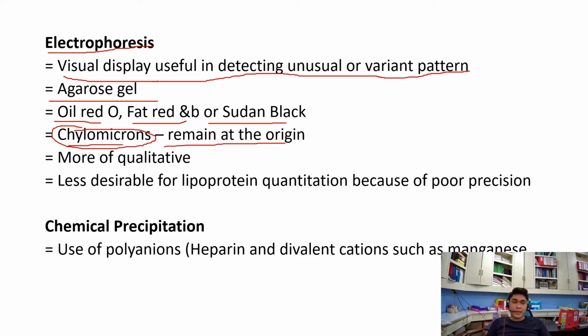Next, chemical precipitation. This is usually used to separate, or to measure, HDL. You're going to use polyanions like heparin to cause precipitation of the other lipoproteins, and the lipoprotein that will remain in your sample is your HDL. Later we'll discuss the principle of chemical precipitation.